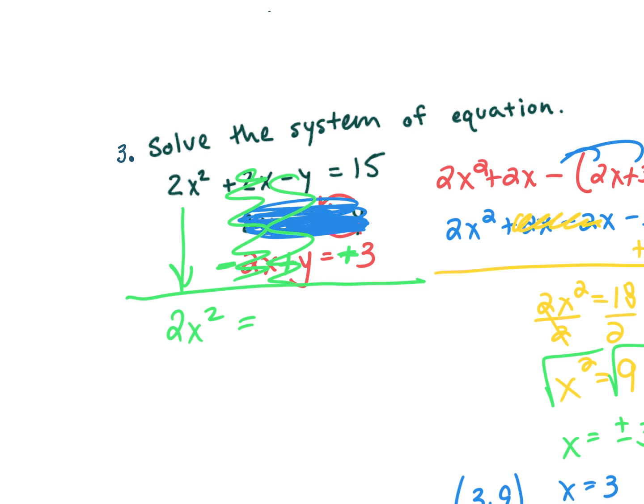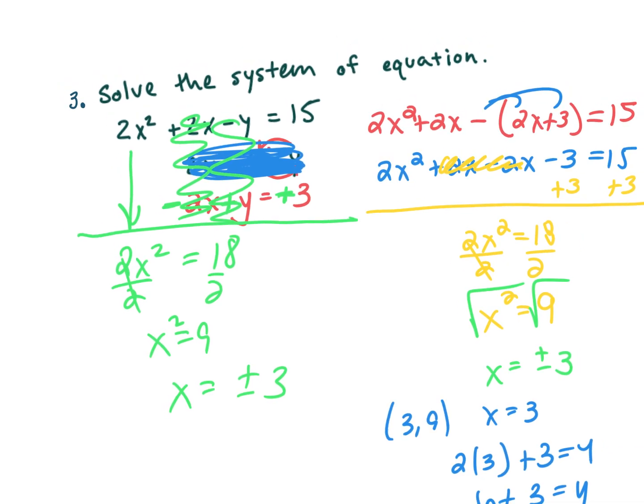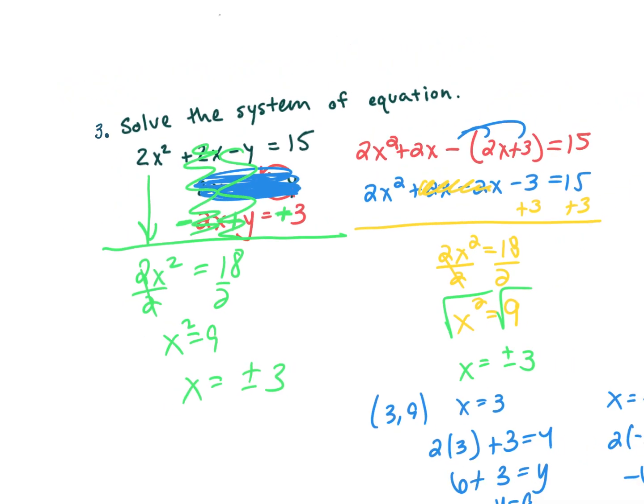15 plus 3, 18. Now what happens? We divide by 2, and x squared equals 9. So what does x equal here? Plus or minus 3. Guys, the exact same thing.